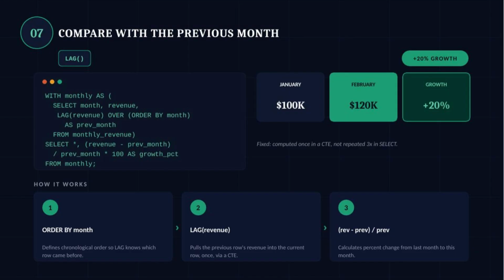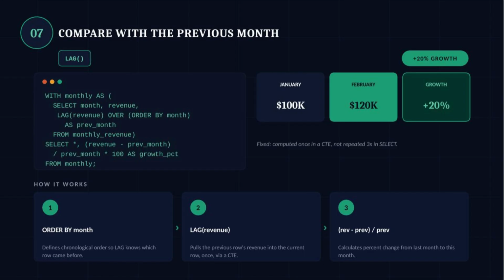Notice we are doing this calculation once, inside a WITH clause, a common table expression, rather than repeating the same window function multiple times in the final select. That's not just cleaner code, it's also more efficient for the database to execute. Step 2. Lag, revenue. Lag is a window function that reaches backward and pulls in the value from the previous row, in this case, last month's revenue, directly into the current row, side by side with this month's number.